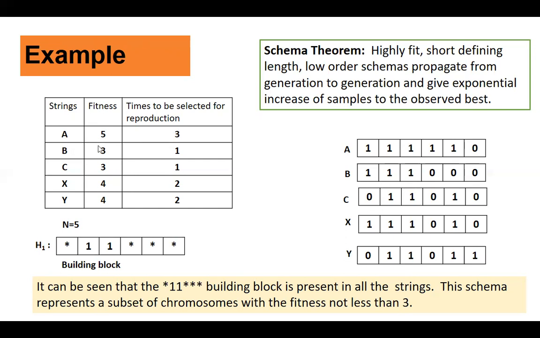1, 2, 3. Fine. Fitness of string C is again 3. So what you're doing, you're just counting the number of ones. In case of X, it is 4. In case of Y, it is 4. Right? So this is the fitness.